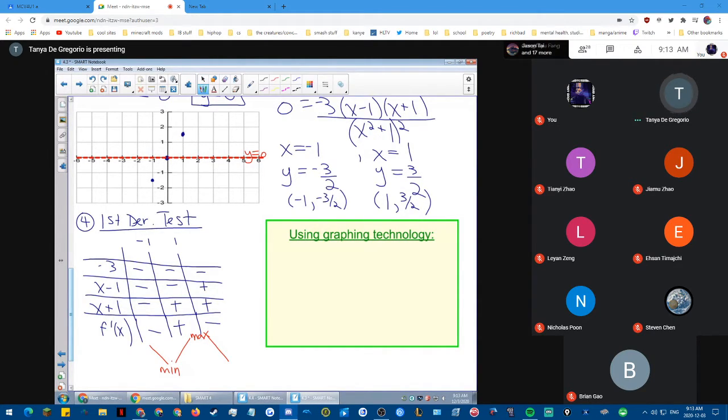I know that I have a minimum at -1, so that means there's a valley. And this is a max. And then we always follow the asymptote. They're like magnets, right? We always follow the asymptote. Are there any questions?